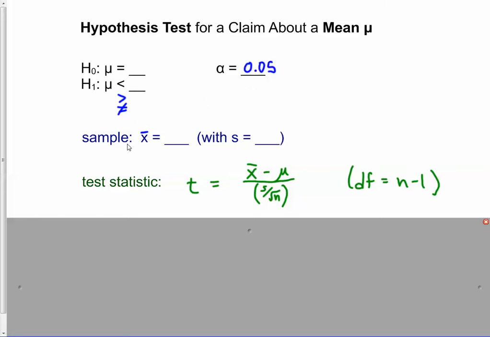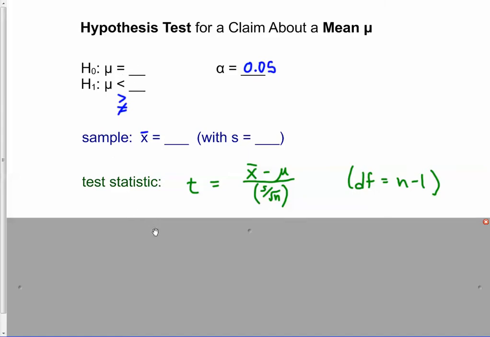We then do the sample. We take a simple random sample and we measure the thing we're talking about, and we get the sample mean. So that would be one number. And along with it, we also want to get the standard deviation, because that's going to matter. Okay. Now, that's the data, and we want to see how well that data lines up with the null hypothesis.